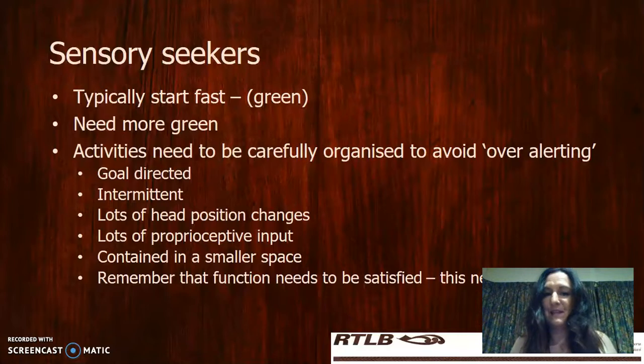But the thing was that never worked, because the input she was getting from squeezing was nowhere near the same as what her full body proprioceptive input was. So it never was going to work. So you have to be really careful that the same function is met, or it's just not going to work.